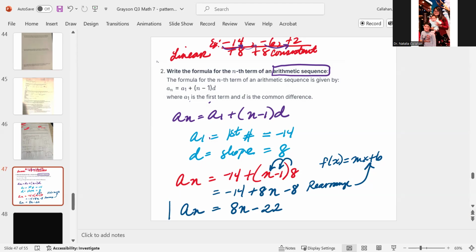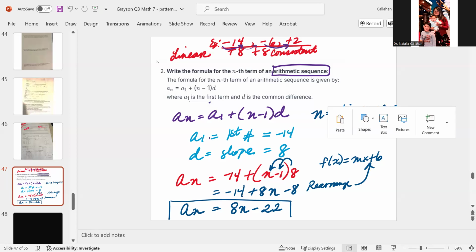Okay. So then this right here is your answer. Do you see that? Okay. So I want to show you what this means, okay? n just means the number. So n equals the number in the sequence. Okay. Do you see that?